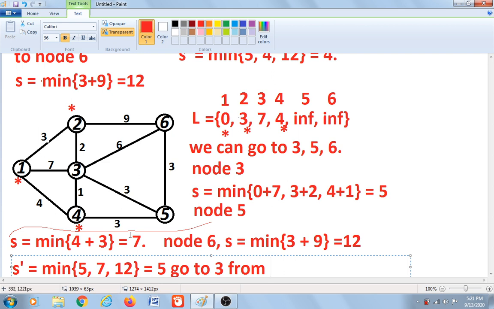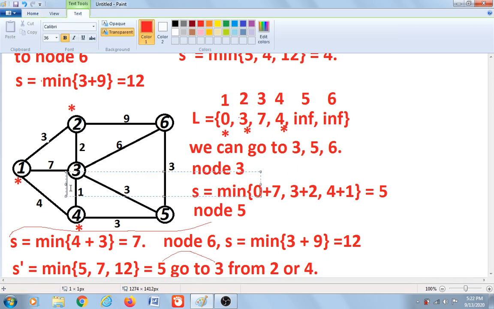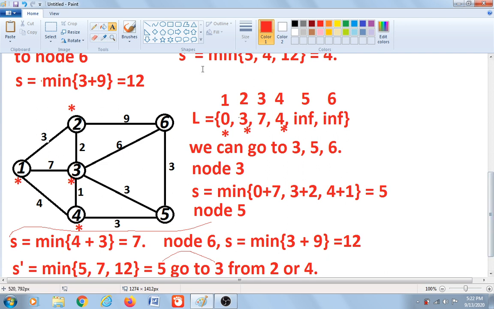Okay, so let me see here, 5, 7, and 12, and it is 5. We can go to node 3 with a distance of 5. We can go from 2 or from 4. Okay, from 2 or 4. So here the minimum is 5, and we are going to node number 3, and we're gonna label 3 as permanent. Okay, and we're gonna update our L.